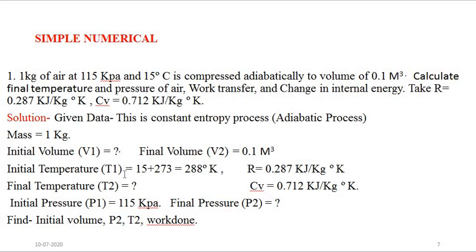Initial temperature T1 is equal to 15 degrees Celsius. So we have to convert that into degree Kelvin. Adding 273 to this 15 degree, 15 plus 273, that is equal to 288 degree Kelvin. Then final temperature T2 you have to calculate. Now initial pressure P1 is equal to 115 kilopascal. Final pressure we have to calculate. So find the initial volume, final pressure, final temperature, work done and change in internal energy. So this is the problem which is asked for 8 marks in the examination.